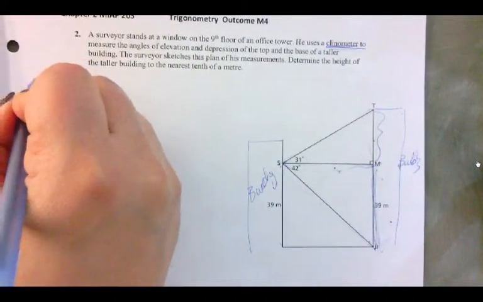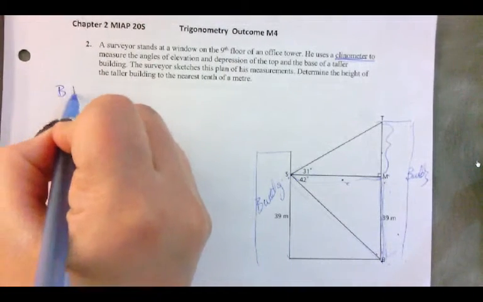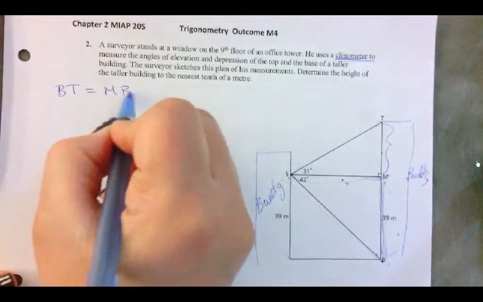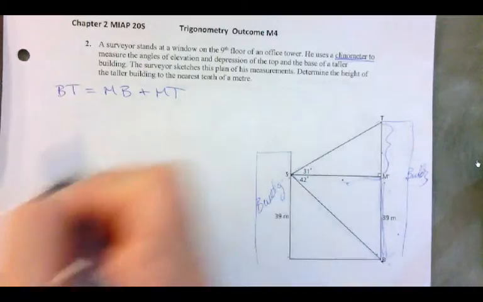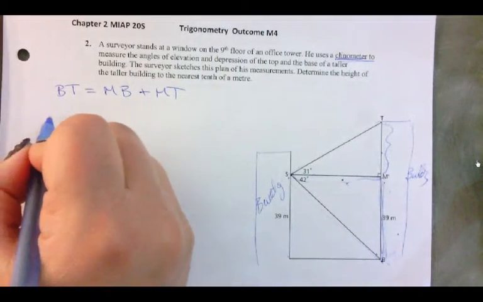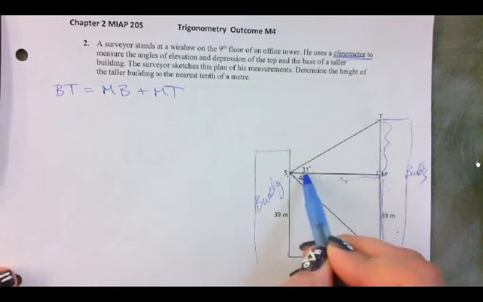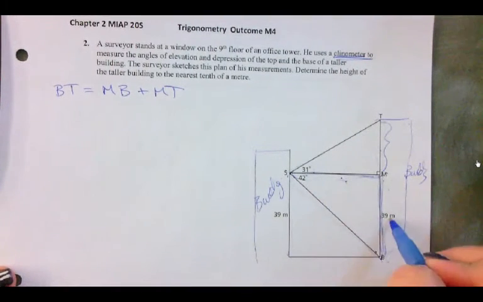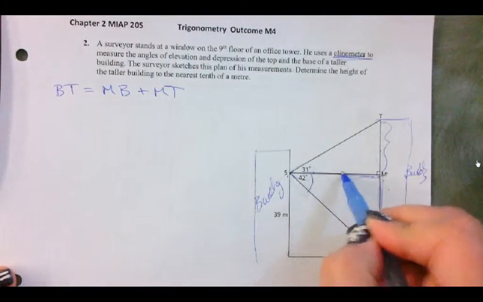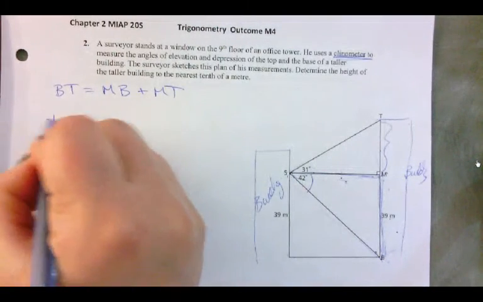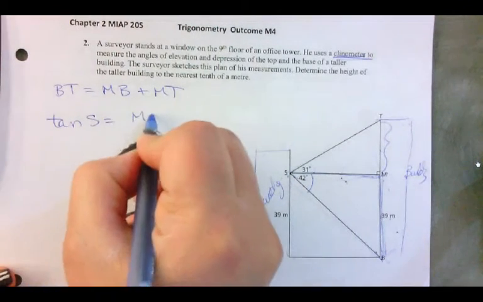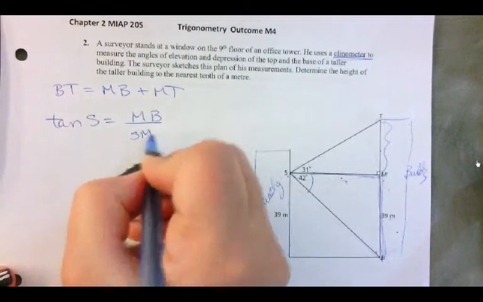So eventually this is what we're going to do. We're going to go BT equals MB plus MT. First in order, we're going to use this. So this is opposite according to this angle, and then this is adjacent. So let's use tan. Tan S equals MB over SM.